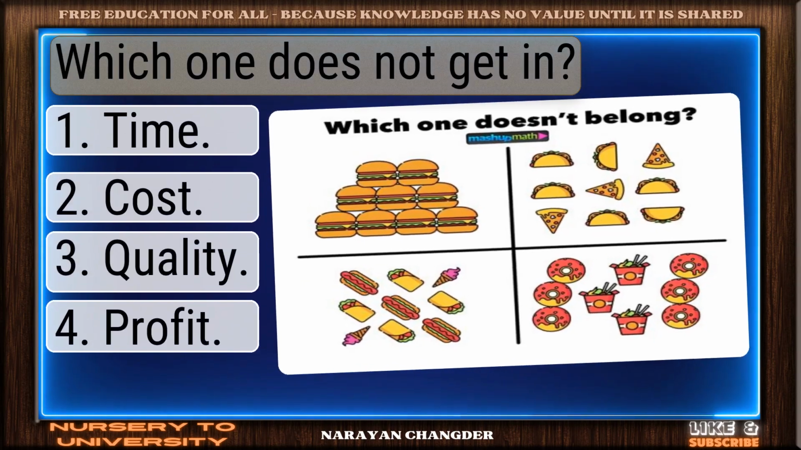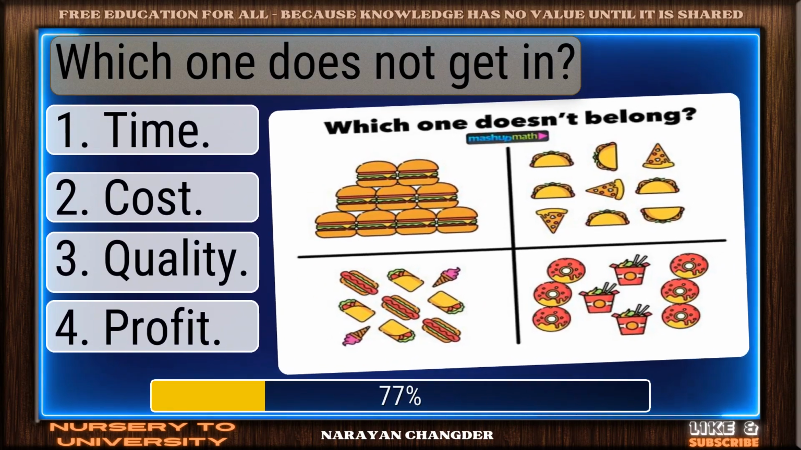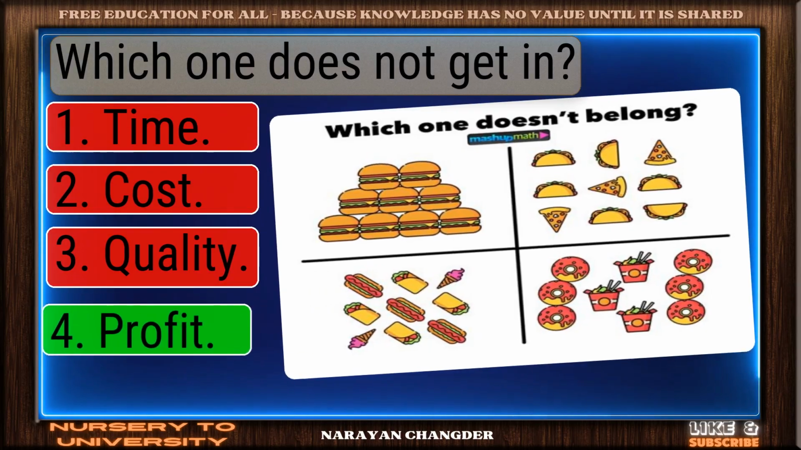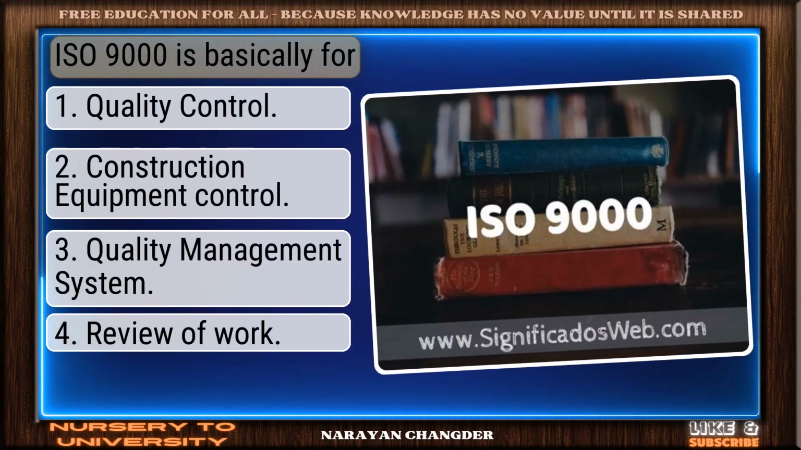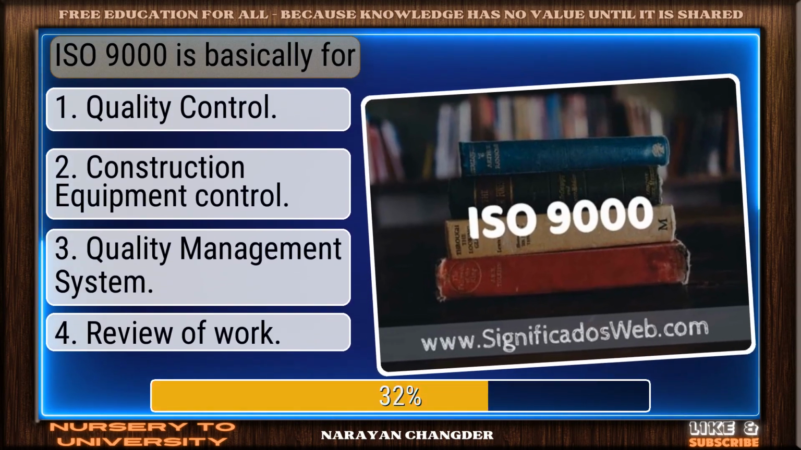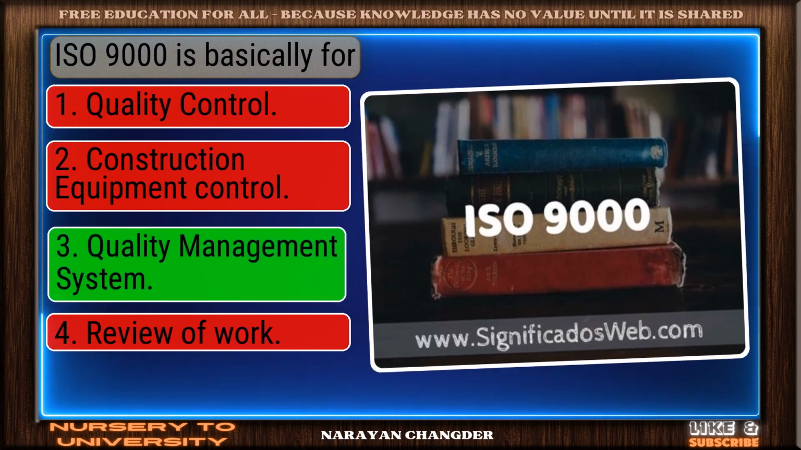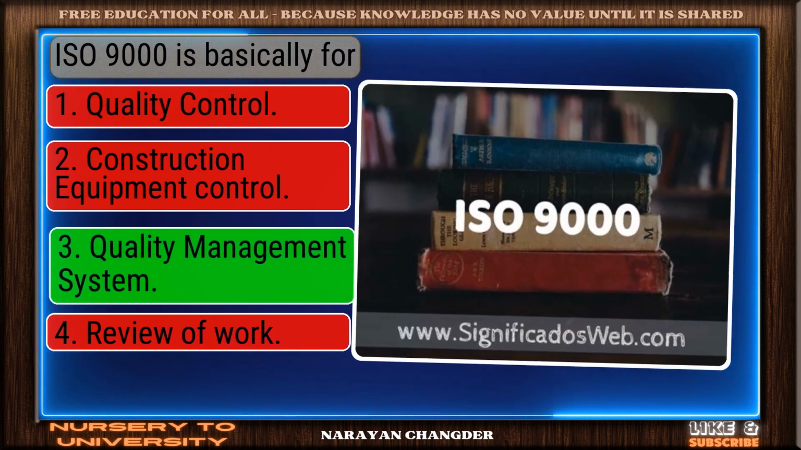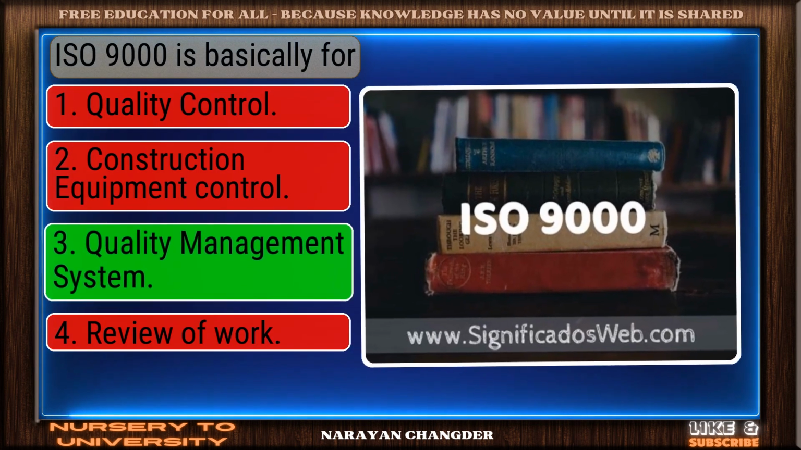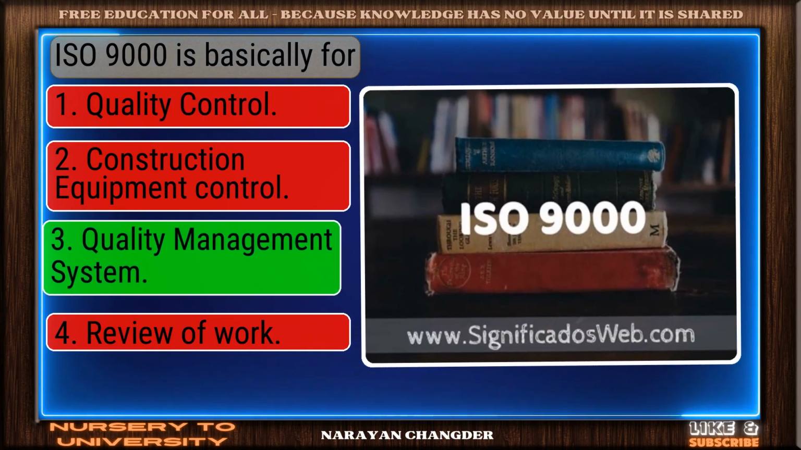Which one does not get in? Valid point. Profit is true. ISO 9000 is basically for. Clear logic. Your choice quality management system is sound and 100% true.